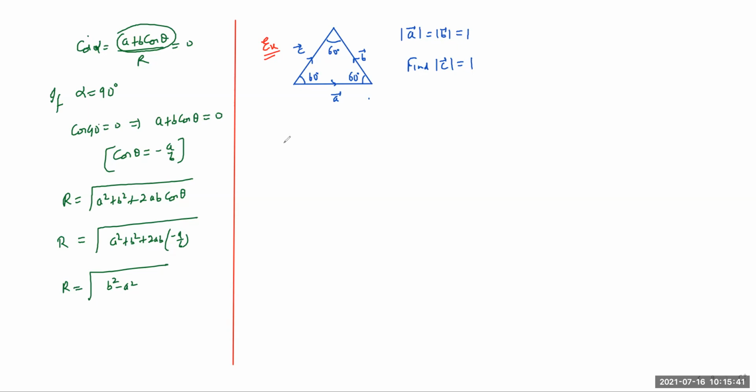Sir, I got disconnected. Can you tell me what the question is? The question is, we have this diagram shown. You can see the vectors, you can see the angle. Given that the length of A and B, the modulus or the magnitude, is 1, find the length of C. Sir, it would be one only. It's equilateral. Yes, that's the right answer.